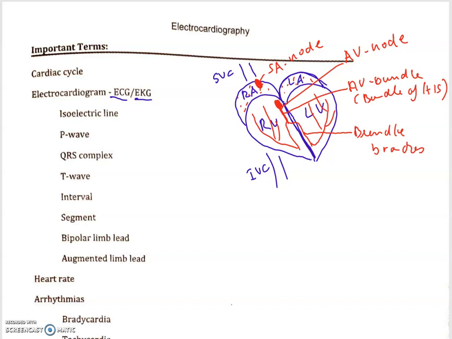And then once we are at the apex of the heart right here, then we're going to branch off into these Purkinje fibers. So that would be the last one right here, Purkinje fibers.